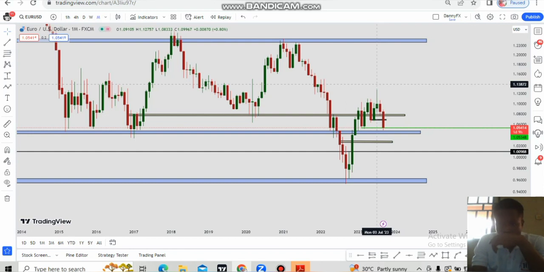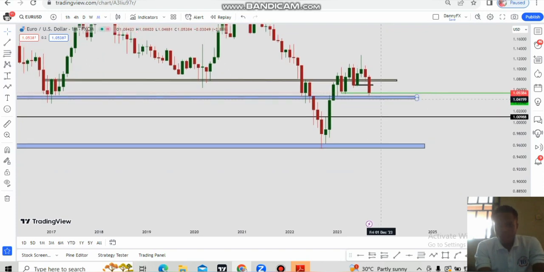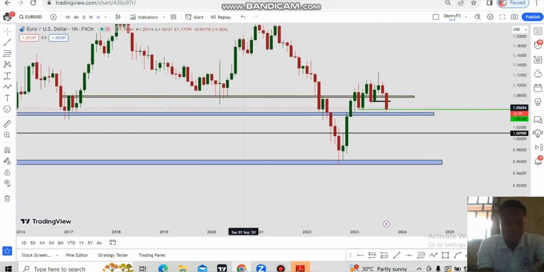So now this monthly is on a strong bearish. How many days remaining? Let's call it 2 days for the monthly candle to close. So now if this monthly candle closes in this way, we are expecting more sells from Euro USD, and we were expecting more sells when we break below our support level here.